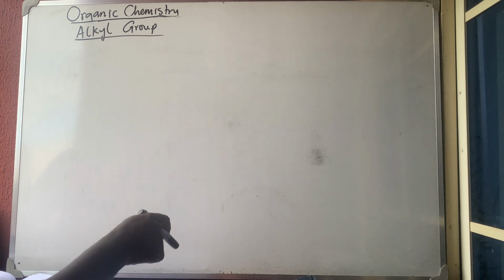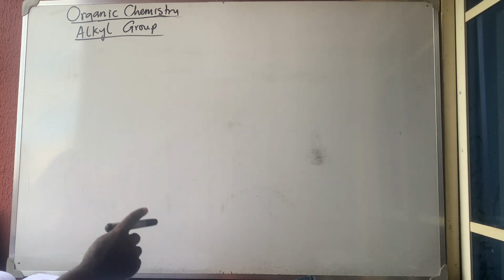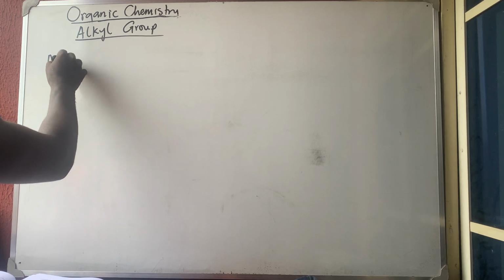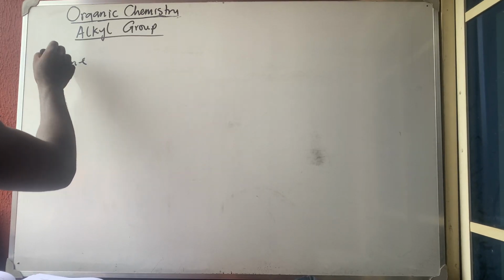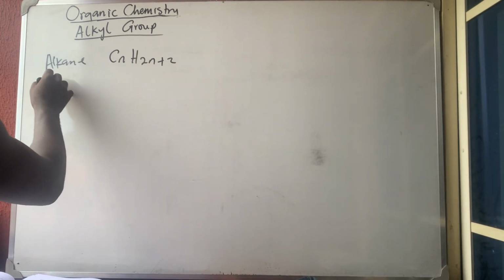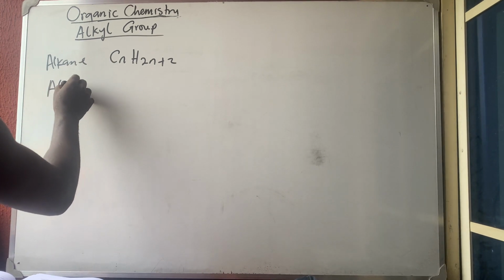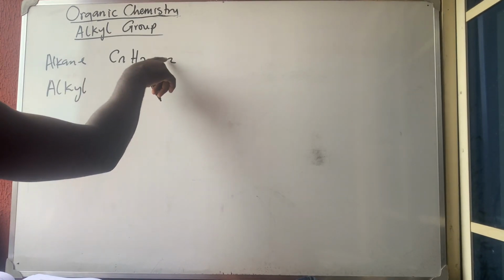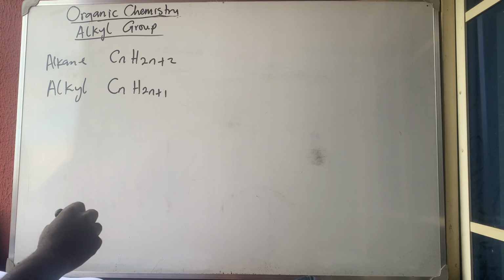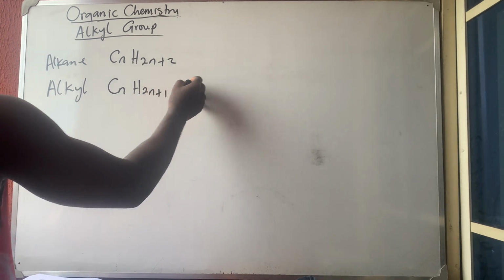Now, an alkyl group is defined as a group formed from the alkane. They are formed from the alkane by the loss of just one hydrogen atom. The general formula for alkanes is CnH2n+2. Alkyl groups are formed from here by just removing one hydrogen, so it is now CnH2n+1. Okay, and then we denote them as R.